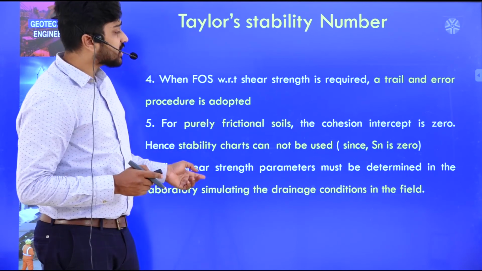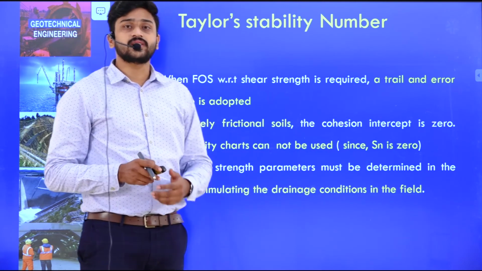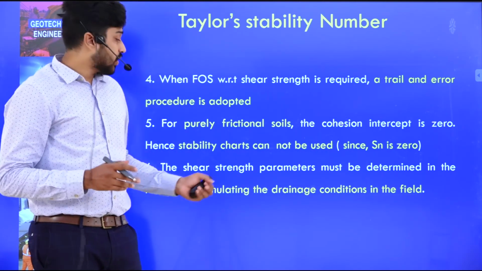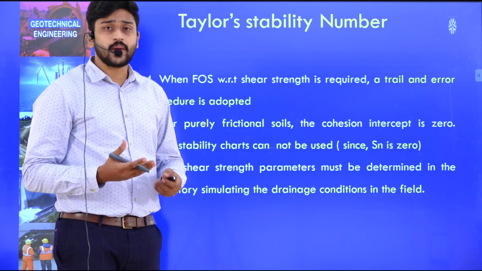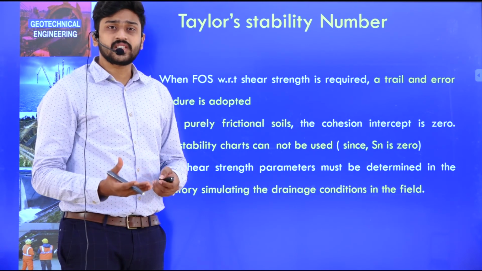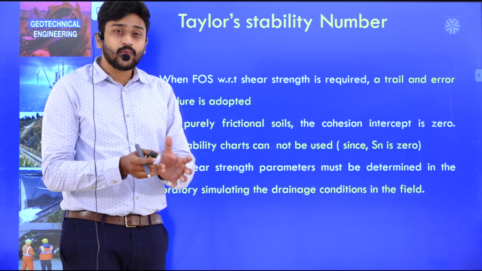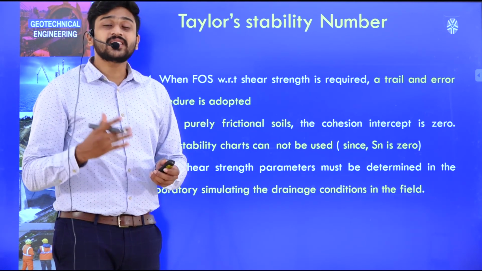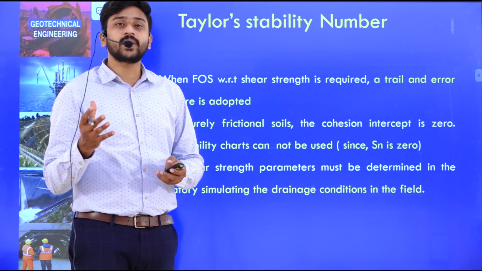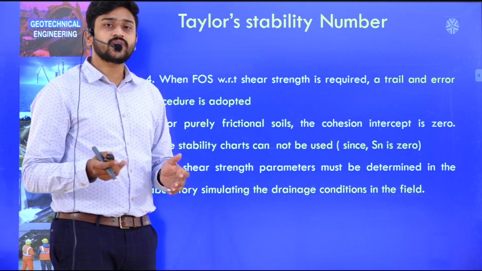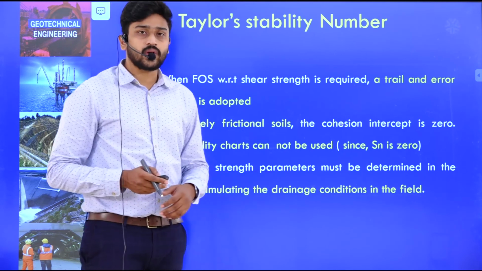And later the shear strength parameters must be determined in the laboratory simulating the drainage conditions. Whenever we have to find out the shear strength parameters c and phi, obviously we need to conduct the experiments in the laboratory itself. We make sure that the soil sample we are collecting is simulated to the field condition. Whatever we are testing, we make sure that we apply proper drainage conditions, and that it is simulated to the actual field problem. So that is another important aspect here.